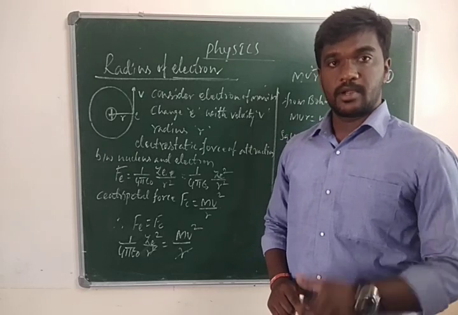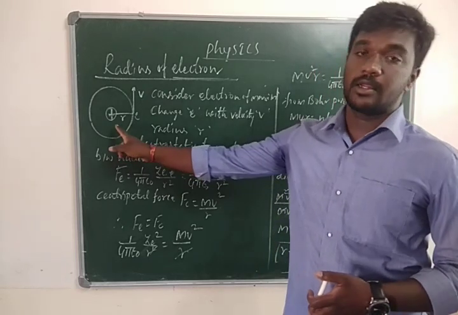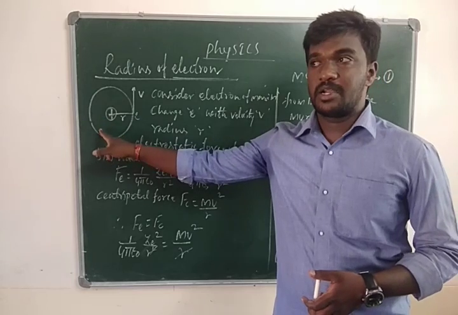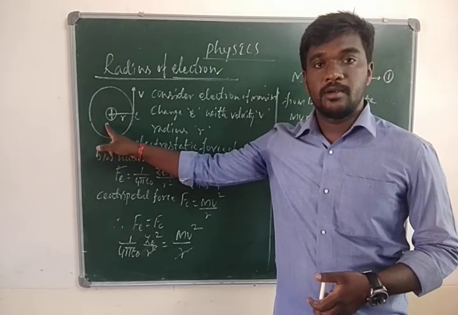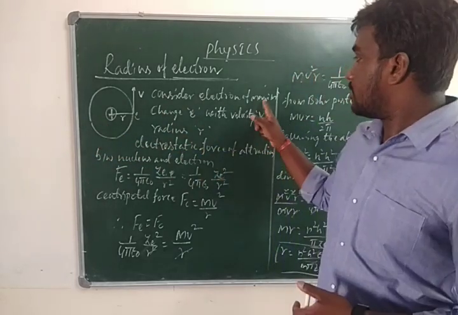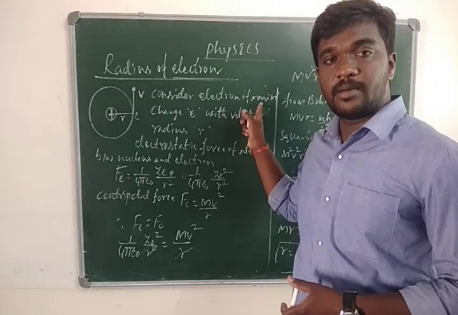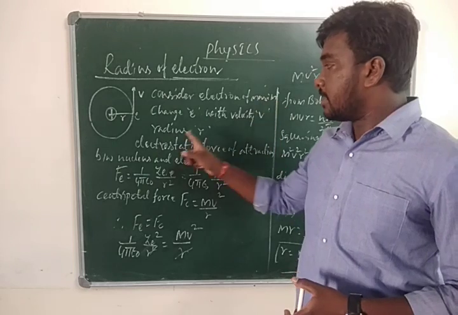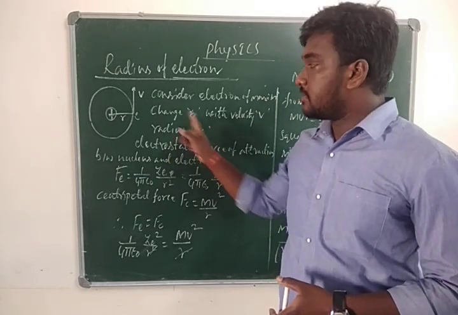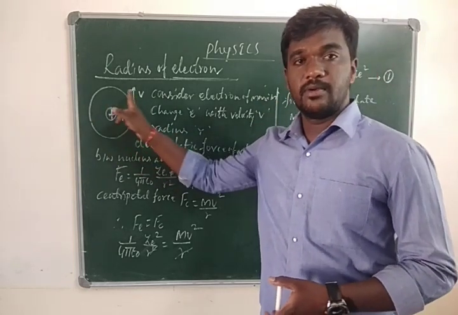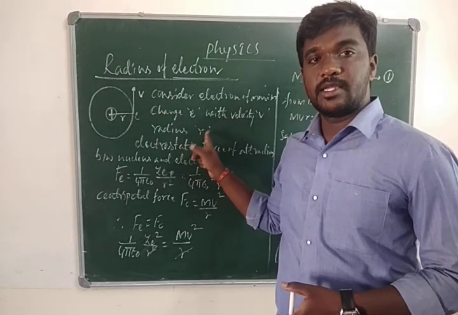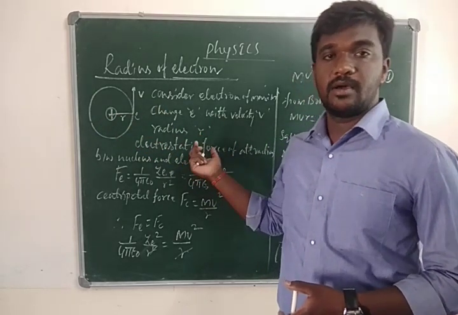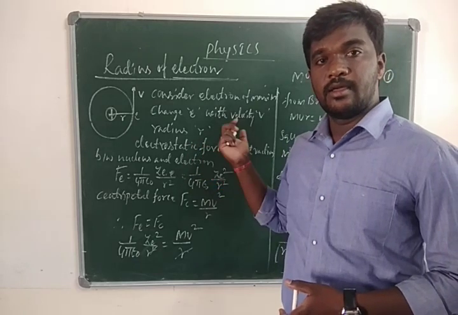Clear? Are you getting my point? So here the electron is revolving around the nucleus. The nucleus is made up of both protons and neutrons. Here is an electron of mass m with a charge e, a velocity v and a radius r. So when the electron is revolving around the nucleus, it provides the centripetal force and the electrostatic force of attraction between the nucleus and the electron.